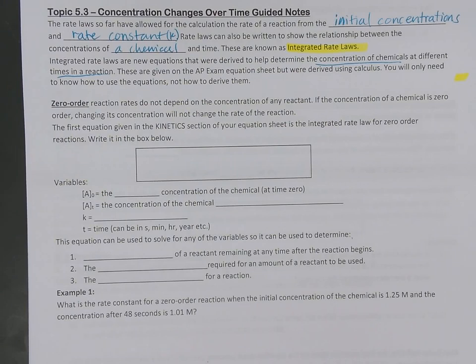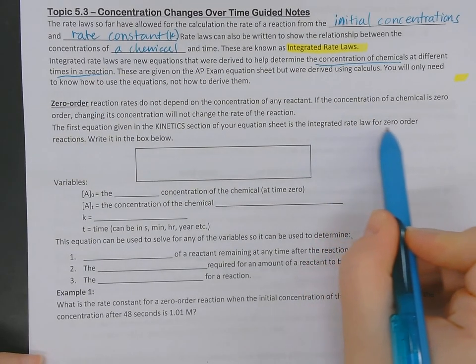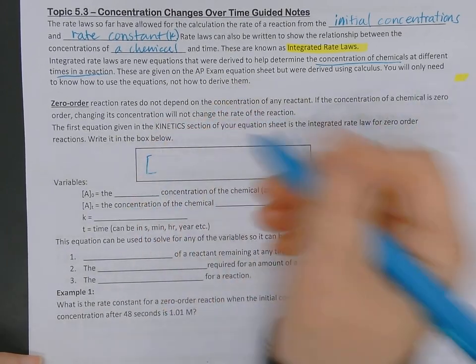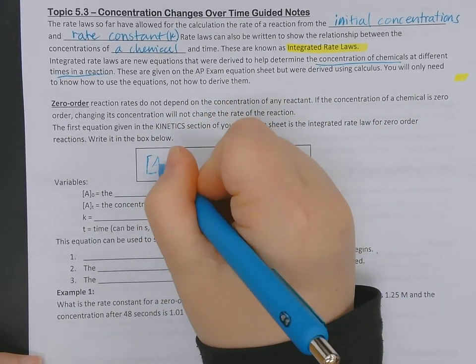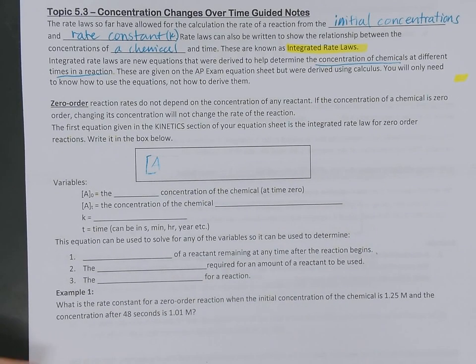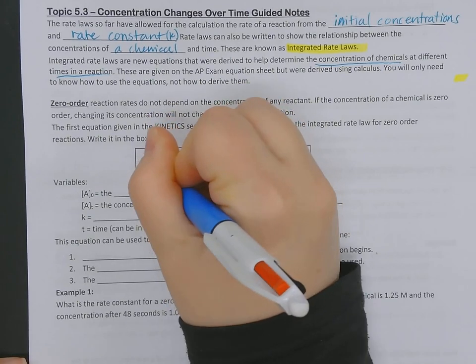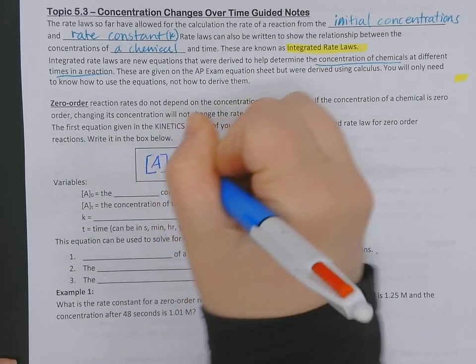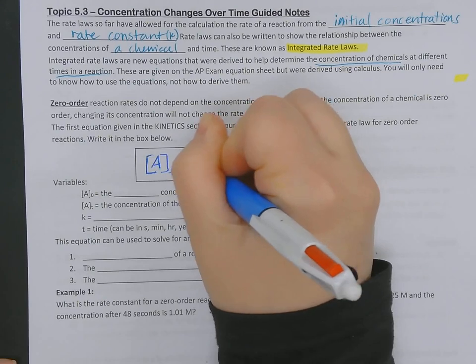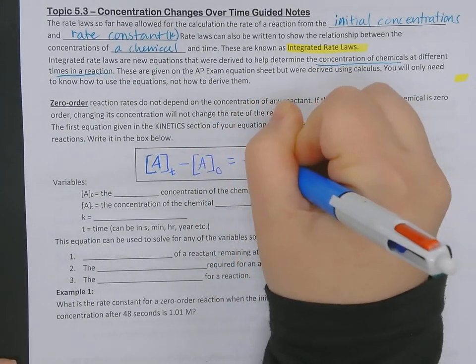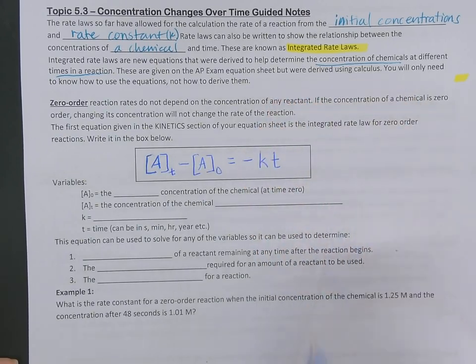So on that equation sheet, the first equation given in that kinetics section is the integrated rate law for zero order reaction. So we're going to write that down, copy it down. So it is the concentration of chemical A. It looks like this pen is dying. Let's switch it out. All right, concentration of chemical A, and it has a little T at the bottom, minus the concentration of chemical A with a little 0 at the bottom, equals negative K, our rate constant, and T.